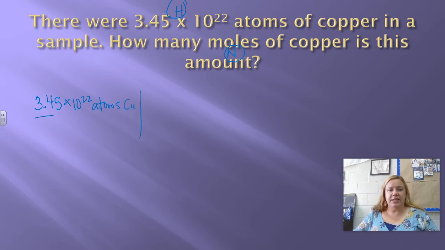Now this time I want you to see where I'm putting Avogadro's number, because I know that there's 6.02 times 10 to the 23rd atoms of copper in 1 mole of copper.